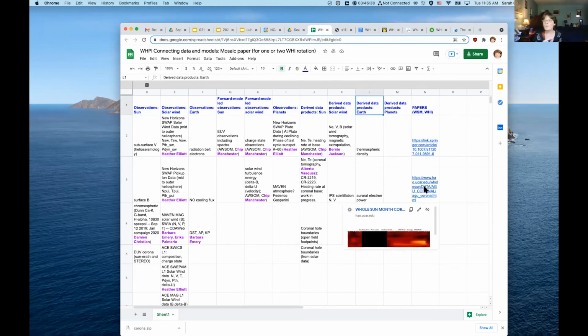So I just wanted to advertise this, and we'll have more opportunities. You can direct message or email me, and I can give you the link to this. And we're trying to identify people who are interested in being involved in this overview paper that would do our best to try to look at all the observations from the interior of the sun out to the outer heliosphere for a very localized specific time during solar minimum.